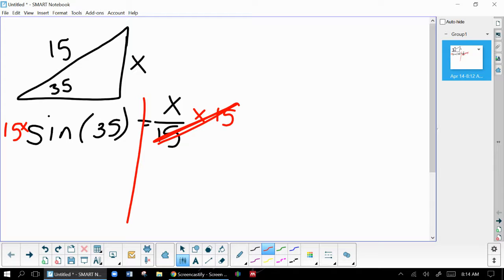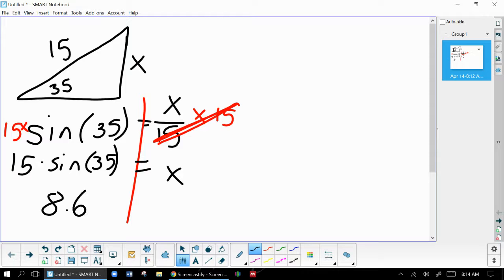Well, that's just going to cancel that out. That's the whole reason we picked the inverse operation, multiplying to get rid of the division, which means on this side, we just have the x left over. So we have x on this side. On this side, we have 15 times the sine of 35. And that's what we would need to type into our calculator. I can do that real quick here. 15 times the sine of 35 is 8.6. So 8.6 would be our answer. That would be all you'd have to do on something like that.